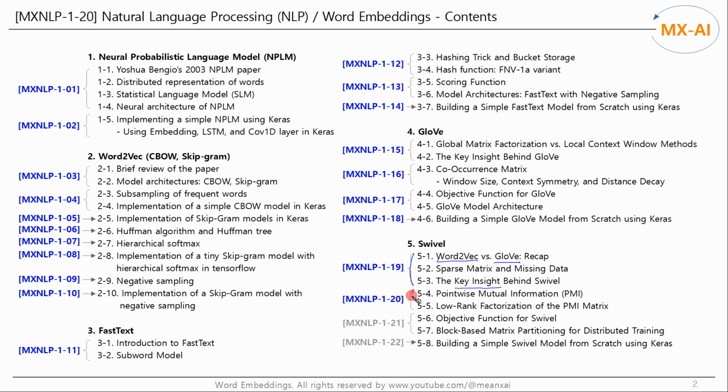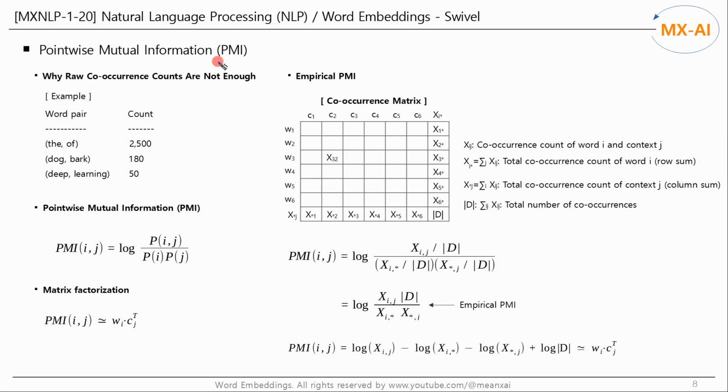In this video, we'll take a closer look at the two fundamental concepts behind Swivel: Pointwise Mutual Information, or PMI, and low-rank matrix factorization. So why does Swivel use PMI instead of simply using raw co-occurrence counts? The reason is that PMI provides a much better measure of the semantic association between two words than raw co-occurrence counts.